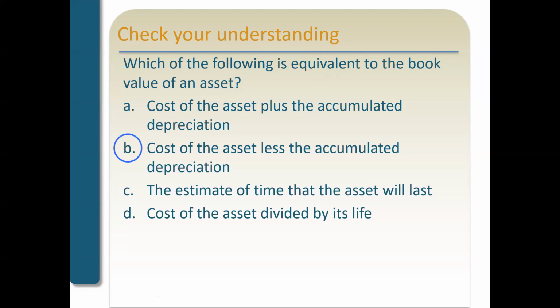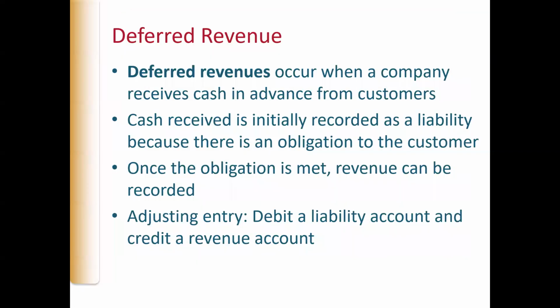It's the cost of the asset minus the accumulated depreciation. Now, deferred revenue occurs when a company receives cash in advance from customers. Initially, this gets recorded as a liability, but then once we've met the obligation or provided the service or the product, then we can get rid of that liability and record the revenue.